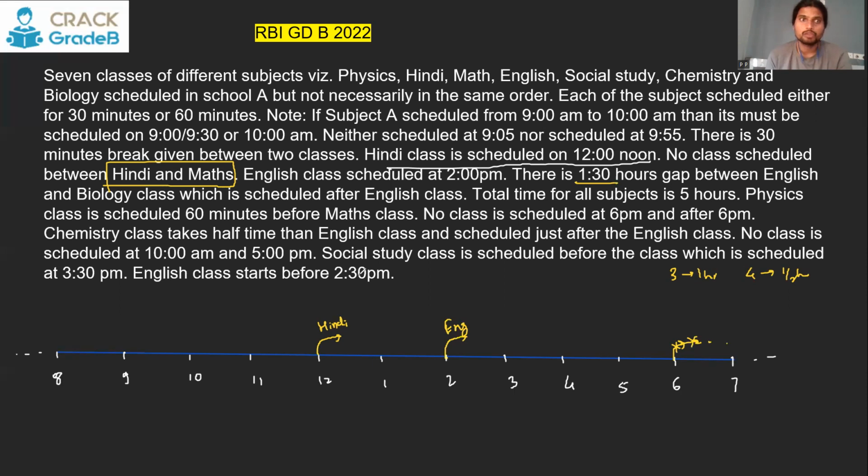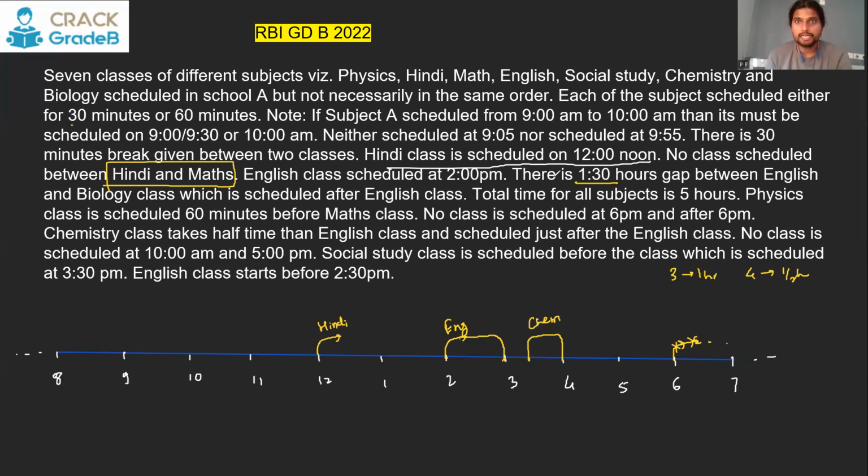Chemistry class takes half the time of English. So there are only 2 varieties, either 30 minutes or 60 minutes. If English is there, half of which is chemistry, that means English has to be the one with 60 minutes. So English should take place for 60 minutes. That means chemistry should take place for half an hour and be scheduled just after English. So if English ends at 3, that means chemistry starts at 3:30 and ends at 4. This is the chemistry.